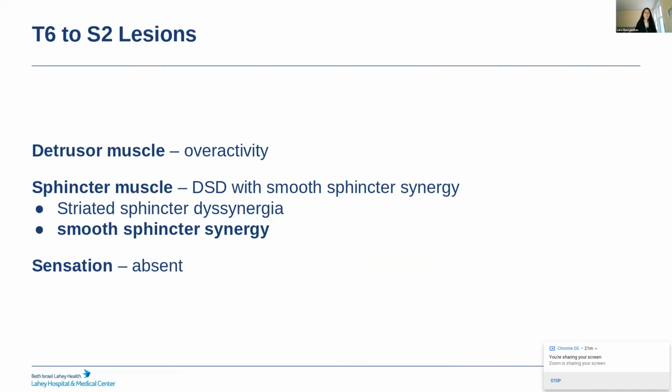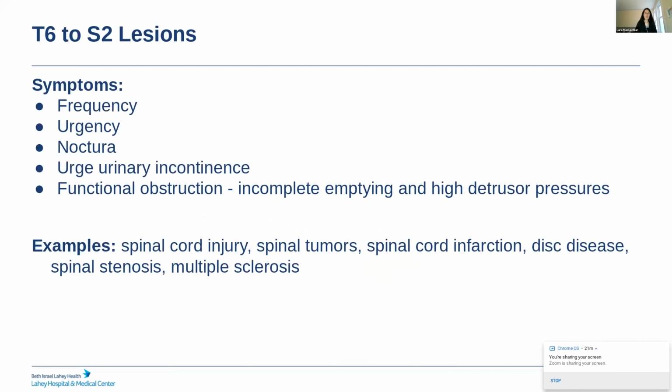All right, so back to the level of lesions now. So now we're going to look at T6 to S2 lesions. This looks similar to the ones above T6, but I've highlighted one very specific difference. They will have the detrusor muscle overactivity. They will have DSD, but their smooth sphincter will be coordinated. So they'll really only have striated sphincter dyssynergia. And again, their sensation will be absent. They're again going to look very similar to the other patients that were above T6, again with overactive bladder symptoms and functional obstruction. And also the examples are the same.